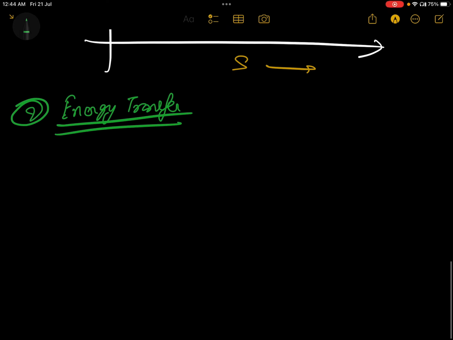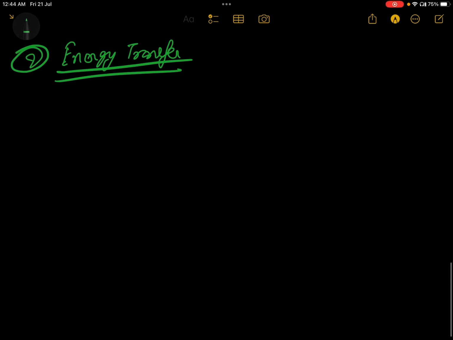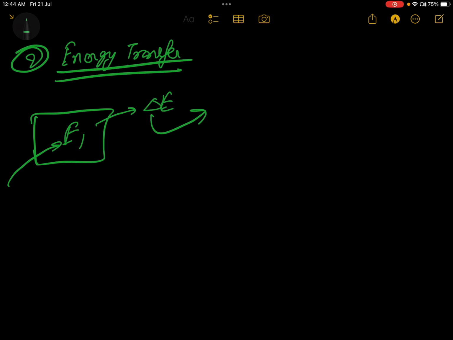So in case of energy transfer, the energy will transfer from a state to somewhere else. Let's say we have assumed a system and there are some energies associated with this system, but some amount of energy will get transferred somewhere else. Let's say we are transferring work somewhere else. So that is the case of energy transfer.